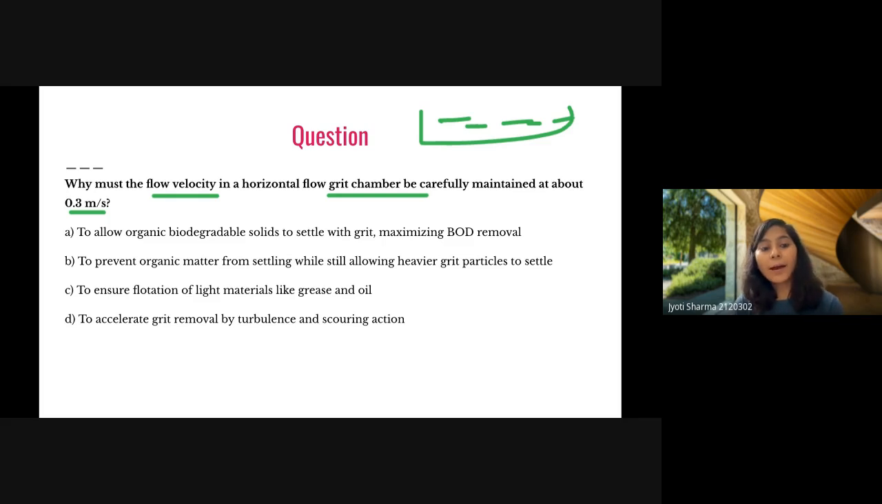To allow organic biodegradable solids to settle with grit, maximizing the BOD removal. To prevent organic matter from settling while still allowing heavier grit particles to settle. To ensure flotation of light material like grease and oil. To accelerate removal by turbulence and scouring action. What do you think? Why are we maintaining the flow velocity of 0.3 meter per second in your grit chamber?